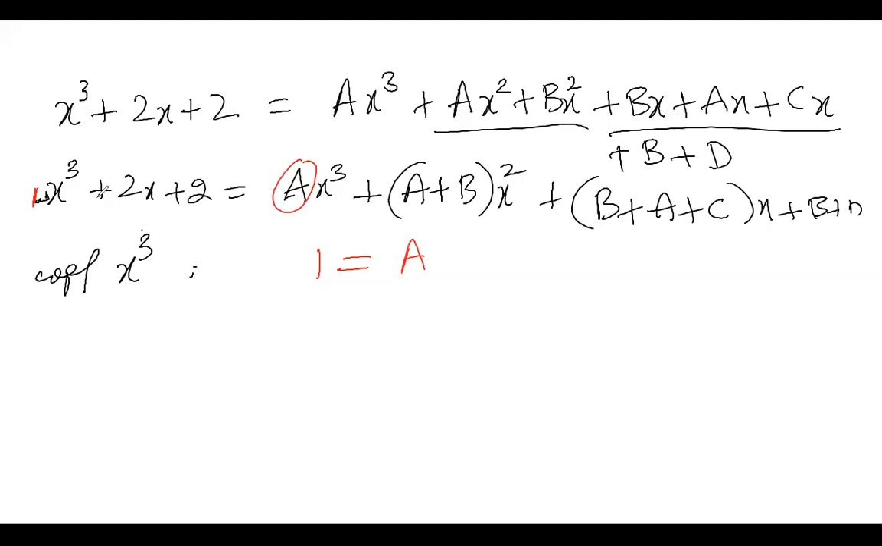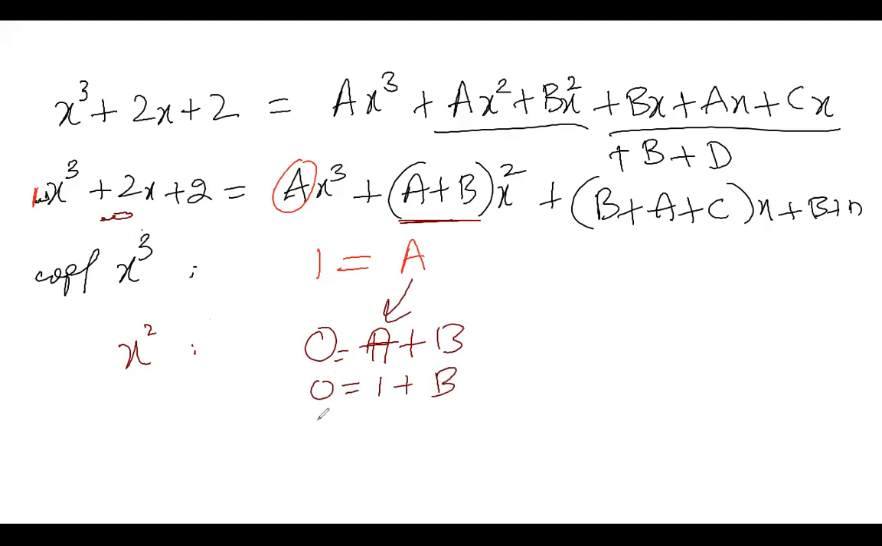Now the coefficient of x square. Here there is no x square term, so we write 0. Here the coefficient of x square is a plus b. Put the value of a here: 0 is equal to 1 plus b, and minus 1 is equal to b. So we have the value of b, and we have the value of a.